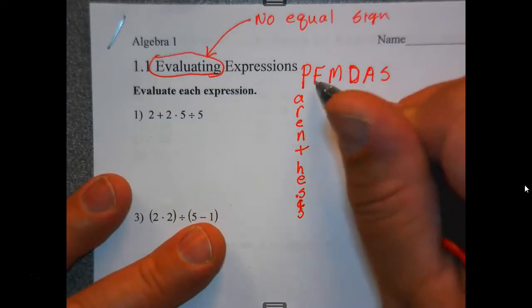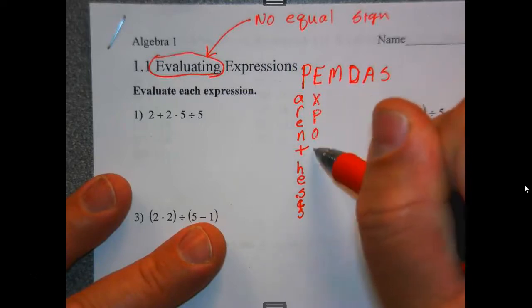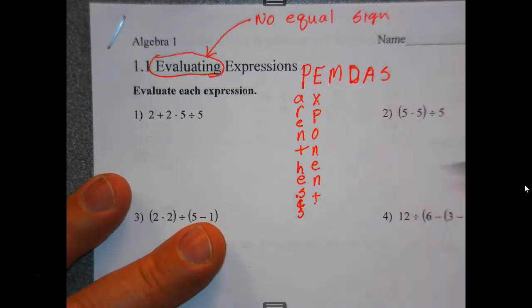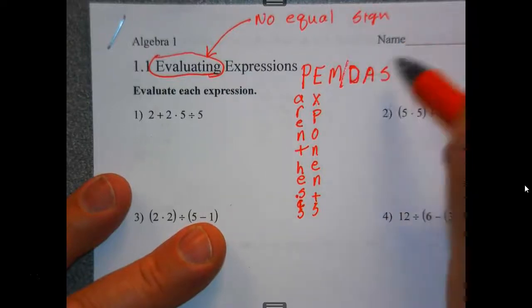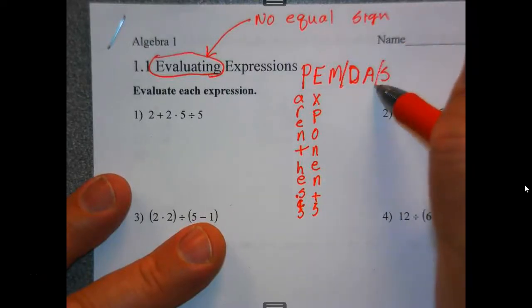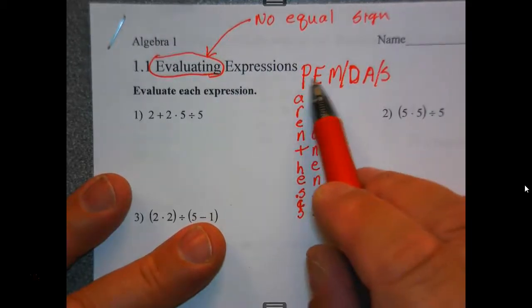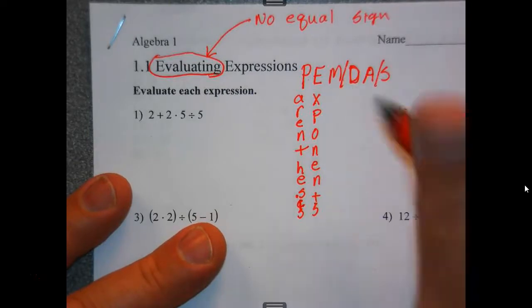Yeah, E is for exponents. Oh, that's what it is. Yep, multiply, divide. Now, multiply and divide, adding, subtraction are on the same level, really. So when you get down to multiplication and division, you just go left to right.